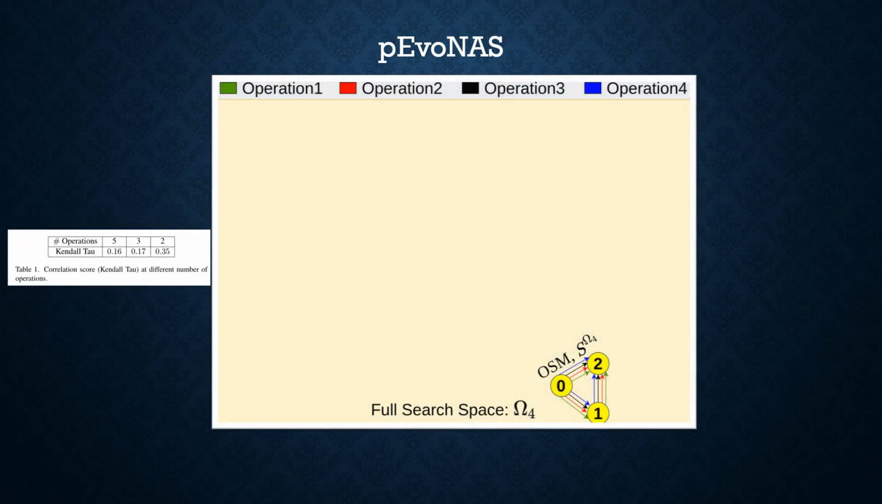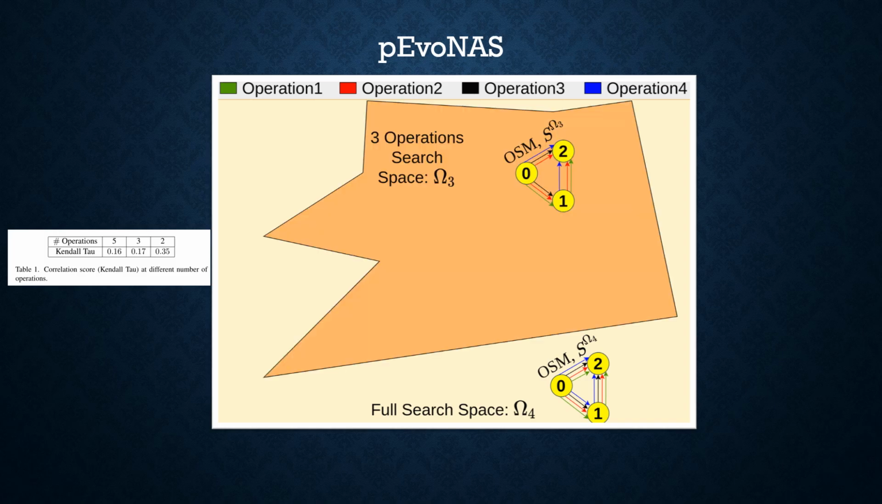Based on the previous observation, we propose to use the supernet to search for a smaller promising search space within the bigger search space, instead of trying to get the best architecture within the search space using the supernet. For example, the figure shows a search space with 4 operations, and we use the supernet, shown here as S omega 4, to find a smaller search space with good architectures. Now we get a smaller search space with 3 operations with promising architectures.